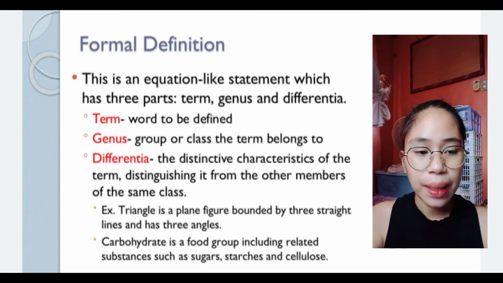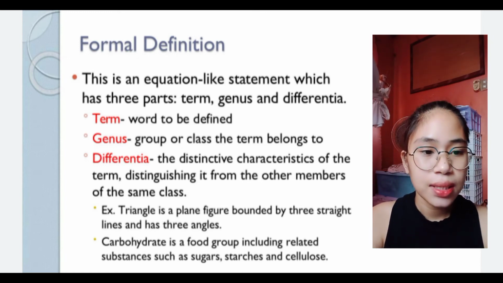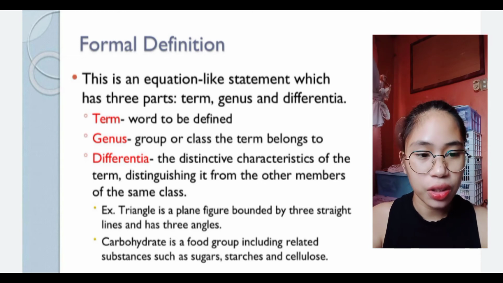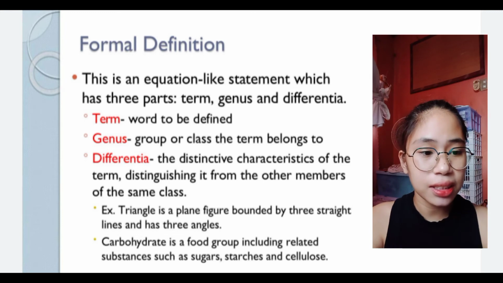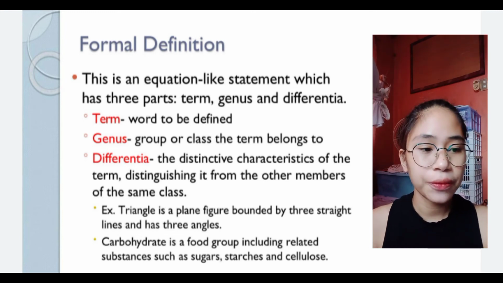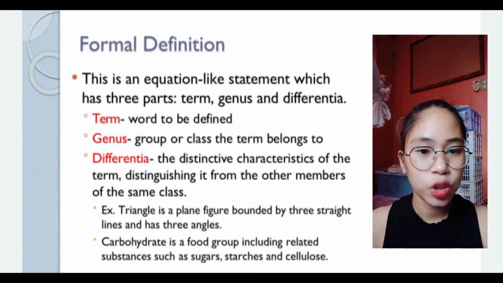For example, a triangle is a plane figure bounded by three straight lines and has three angles. So, the term is the triangle, a plane figure is the genus, and the differentia is bounded by three straight lines and has three angles.